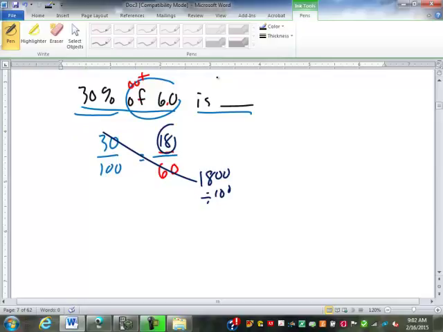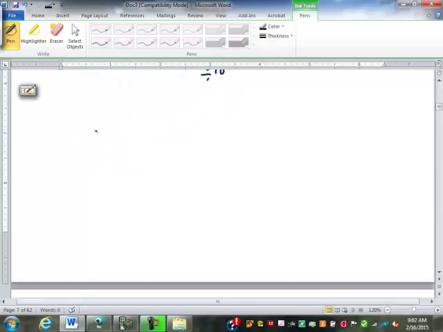Let's look at some other types here. So we might have 28 is blank percent of 70. Now I said we always start with the percent, but here we don't have the percent. That doesn't change anything. We're still going to start with the percent. We're just going to do blank over 100.